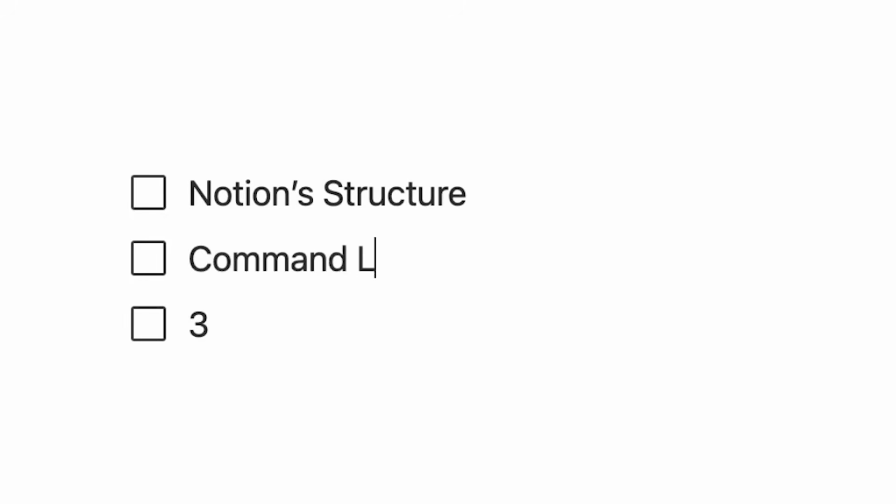Step number 2. We now want to understand 3 main aspects of Notion. Its structure, the command list, and how to edit text. So this here is a blank page in Notion. And where it says new page here is where you can change the title. So this is literally the title, the name of the page.